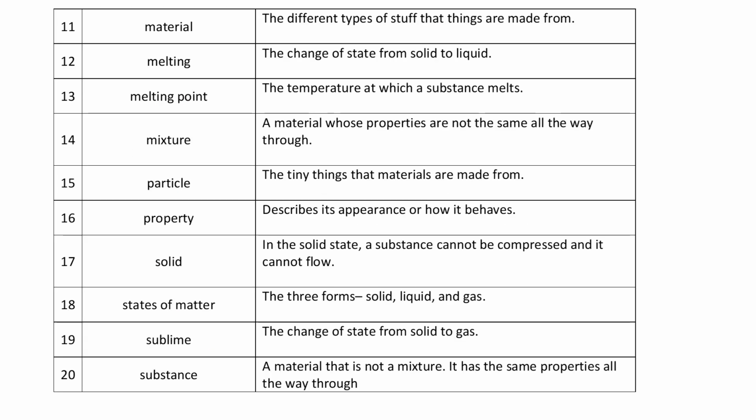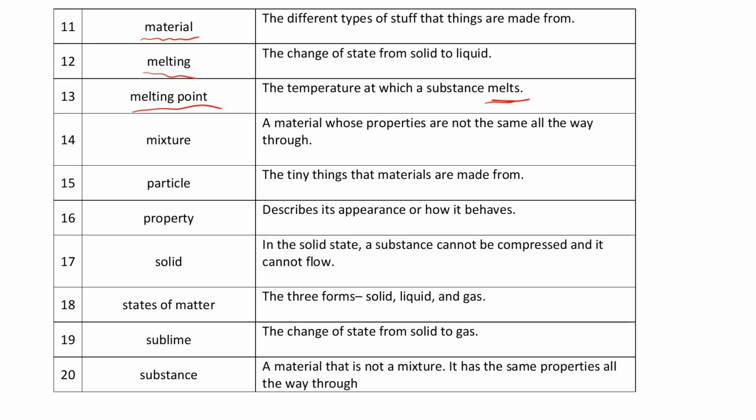The different types of stuff, that's scientific sounding, but it's a word that's in there. The different types of stuff that things are made from are materials. The change of state from a solid to a liquid, so that's ice to water, is melting. The temperature at which the substance melts is its melting point.